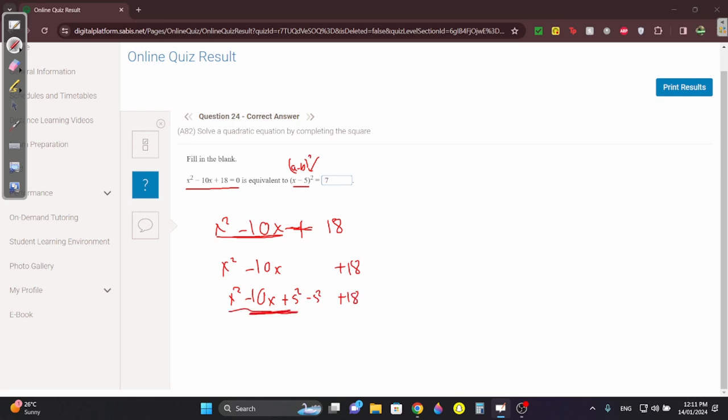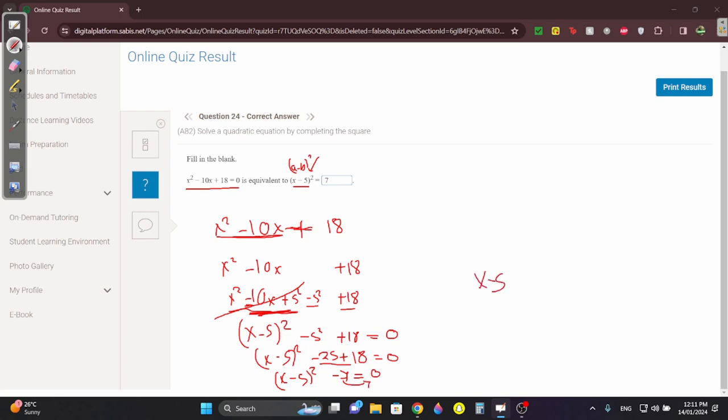Then these three, you get rid of by factoring it. x, sign in the middle, minus 5 squared. So you get rid of all of these three. What are you left with? Minus 5 squared plus 18 equals 0. Minus 5 squared here, minus 25 plus 18 equals 0, and you have x minus 5 squared over here. Minus 25 plus 18 is minus 7. Take minus 7 to the other side, you get x minus 5 squared equals 7.